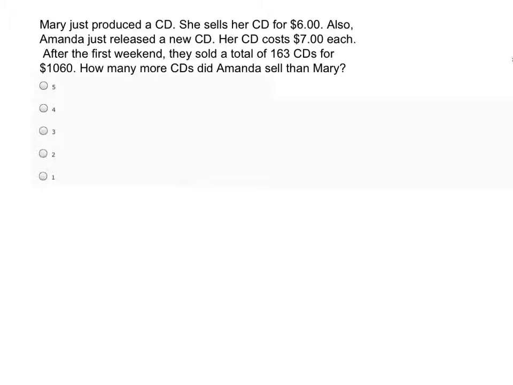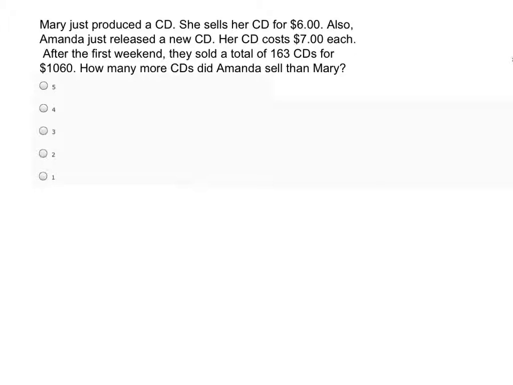Mary just produced a CD. She sells her CD for $6. Also, Amanda just released a new CD. Her CD costs $7 each. After the first weekend, they sold a total of 163 CDs for $1,060. How many more CDs did Amanda sell than Mary?